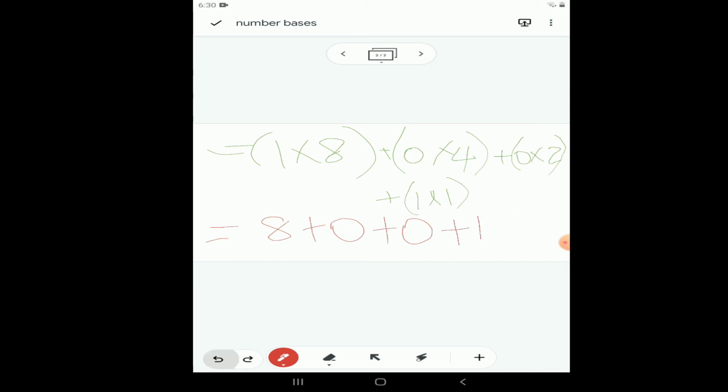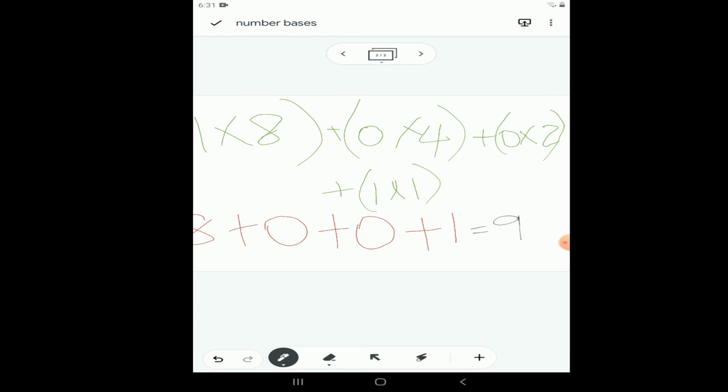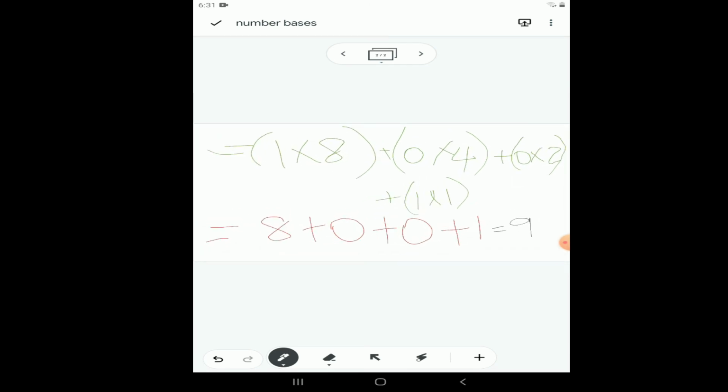Now I am finished simplifying, so now we're going to write down our answer. Now what would my answer be here? 8 plus 0 plus 1 would give me, correct, 9. So 9 in base 10. And you don't have to write the 10. Remember, when you're writing base 10, it's like a normal number, so you don't write the 10.